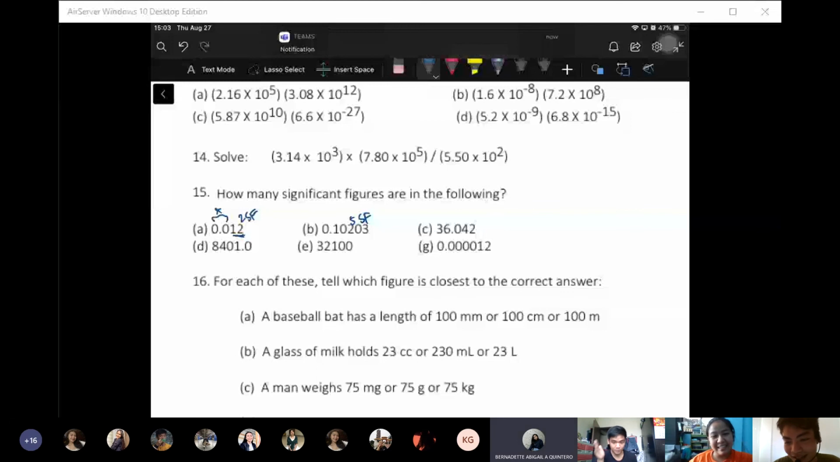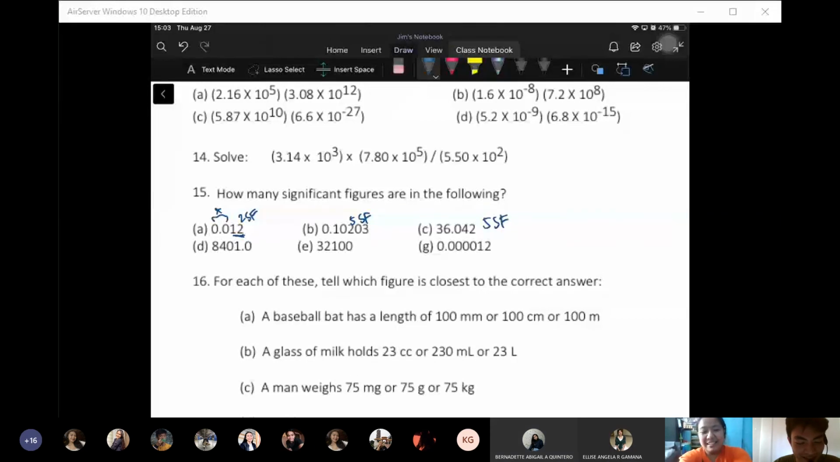Letter C. 5 significant figures na. Sige. Letter D. 5 din. So, ayan, may trailing zero tayo. Pero meron tayo decimal.